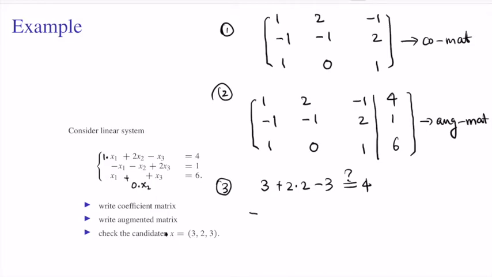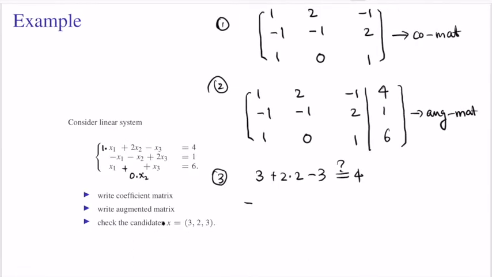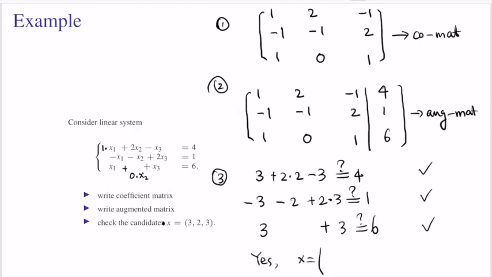Similarly, you can verify the second equation. So this is negative 3, negative 2, plus 2 multiplied by 3, which is yes or no. And from the third equation, 3 plus 3, is it equal to 6? If you can verify all the question marks as true, then the answer is yes. The candidate solution is indeed a solution of the linear system.